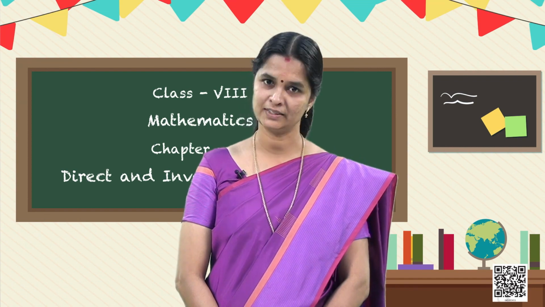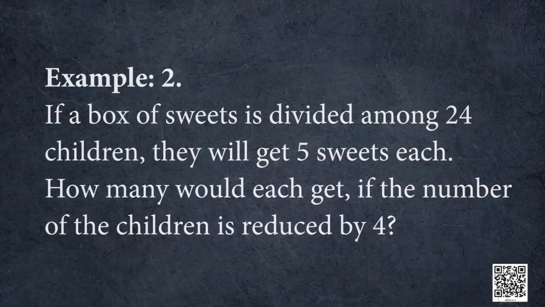Let us move on to another example. Example 2. If a box of sweets is divided among 24 children, they will get 5 sweets each. How many sweets would each one get if the number of children is reduced by 4?